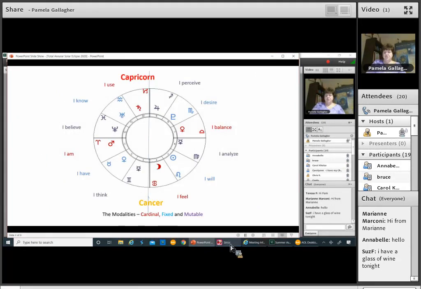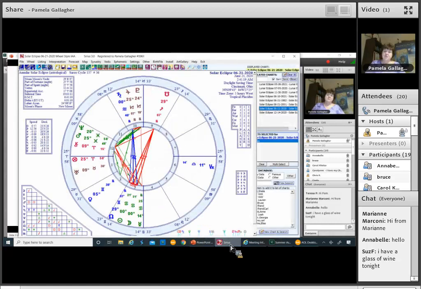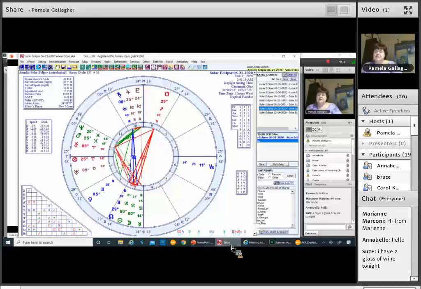Oh, I know, it's in the charts. That's where it is. I started to say I was going to show it to you. So here's the eclipse of today. The only big aspect that this is making, and it's an exact aspect, is to Saturn. Saturn is discipline, control, and structure.